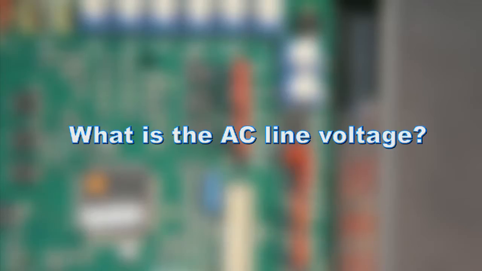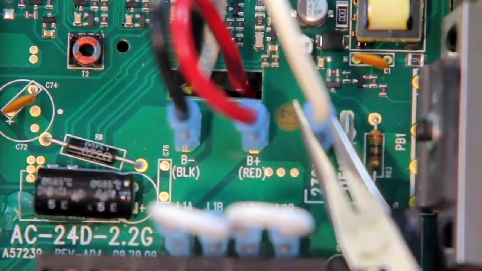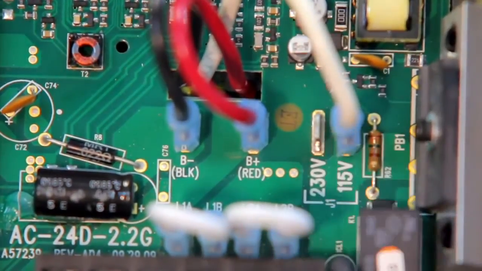1. What is the AC line voltage? Our standard factory jumper setting for drives with dual AC line voltage ratings is always for the maximum rating of 230 volts. For this demonstration, we will move jumper J1 from the 230 volts position to the 115 volts position.